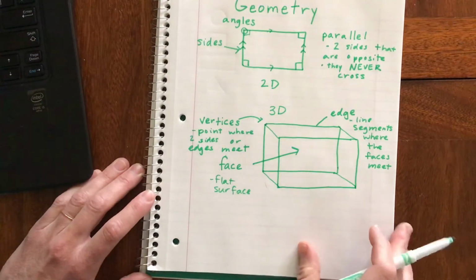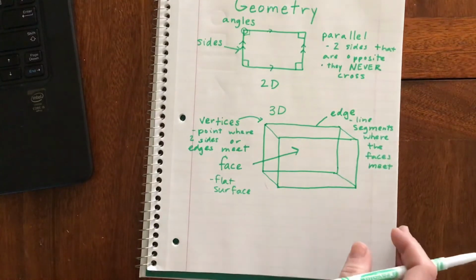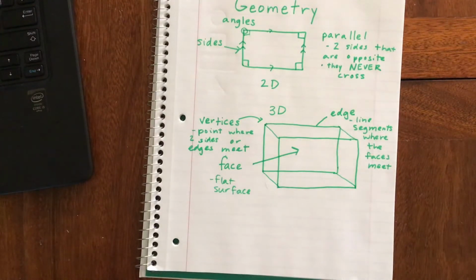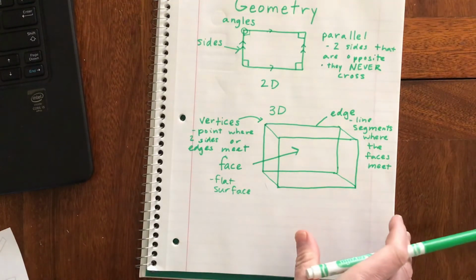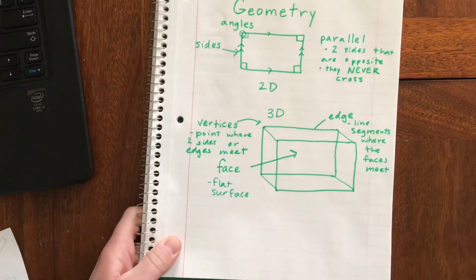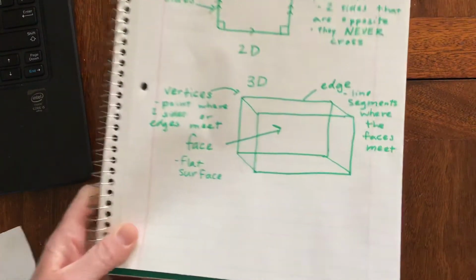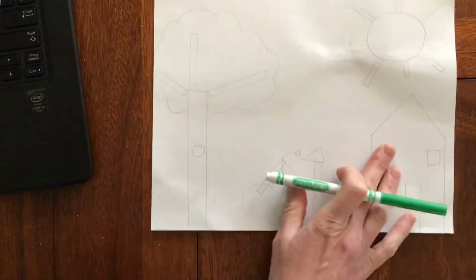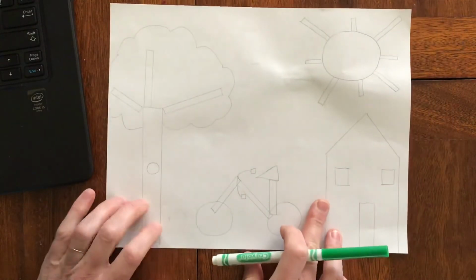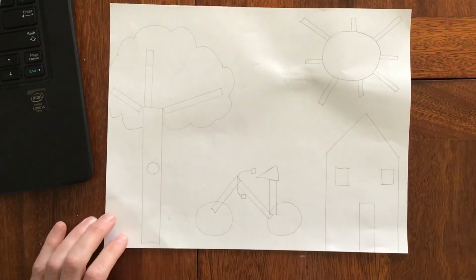All right, so today we're going to practice drawing some 2D shapes. So I'm going to give you an assignment for you to do. After this lesson, you're going to turn off the computer. You're going to draw me a picture. This was just one that I did.